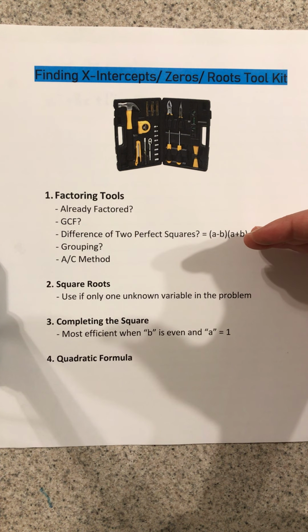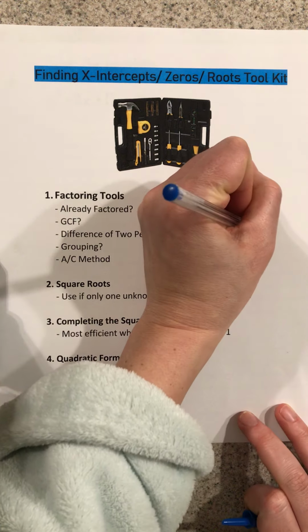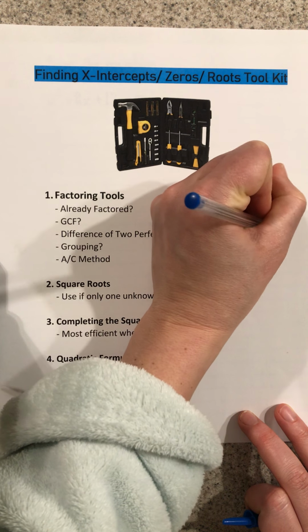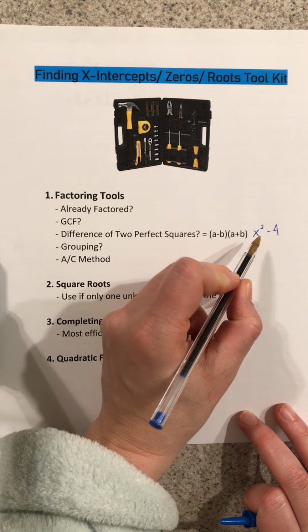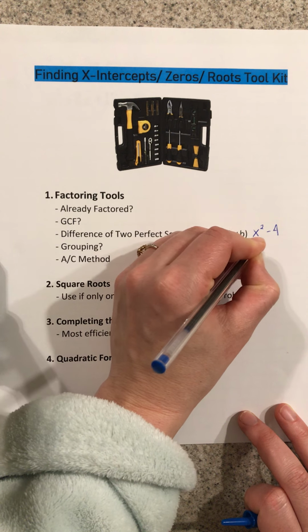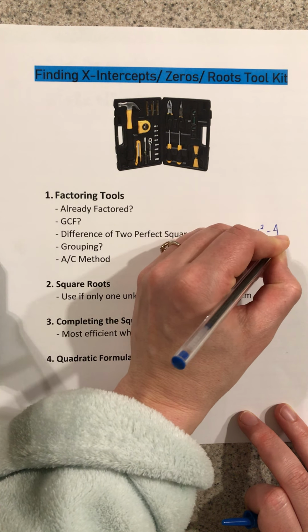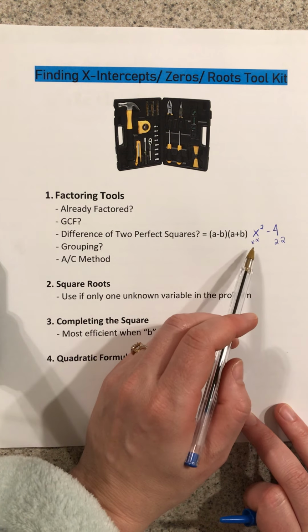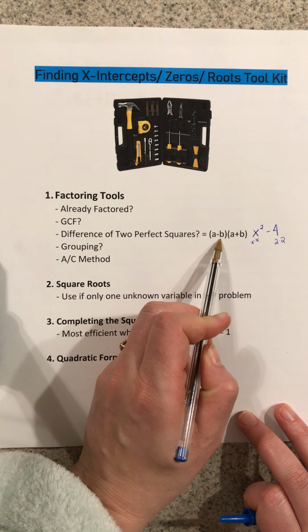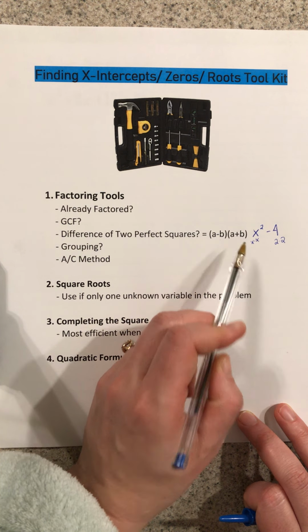Does your problem happen to be the difference of 2 perfect squares? For example, x squared minus 4. X is a perfect square, x times x. 4 is a perfect square, 2 times 2. So you could factor this into x minus 2, x plus 2.